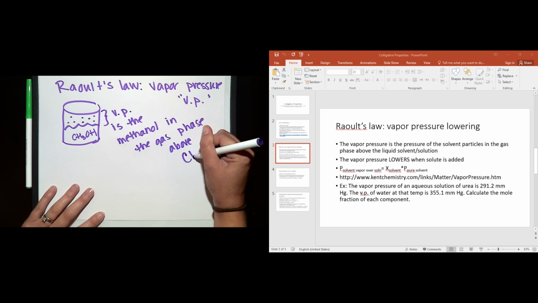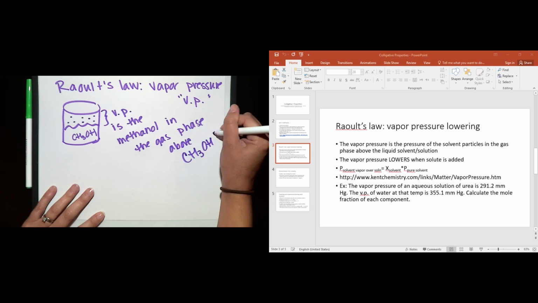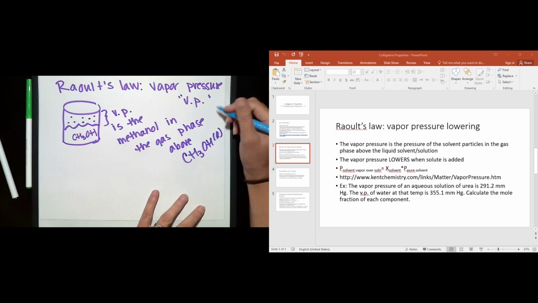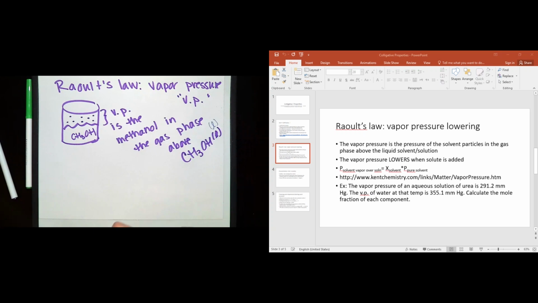And I'm going to write it like this, CH3OH and then L for liquid. That's supposed to be an L. That doesn't look really good. L for liquid. Sorry about that. Okay, so that's what the vapor pressure is.